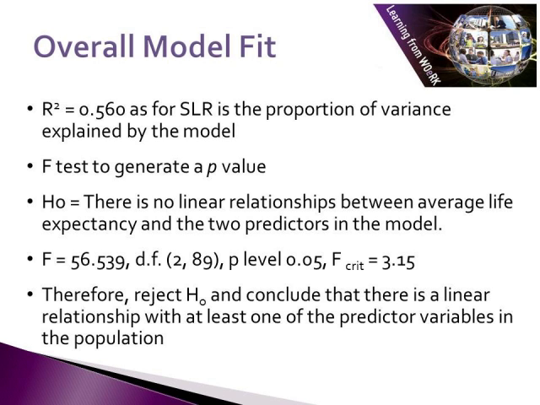Now the overall fit of that model, once we've done those various calculations, let's examine what the output from the regression analysis is going to be. From that example, we get an R-squared value of 0.560. As with simple linear regression, this is the proportion of variance that is explained by the model. So this means that the variables in our model, literacy rates and GDP, explain 56% of the variation in life expectancy in this model. Conversely, it also says that 44% of the variation in life expectancy is not explained by the variables in our model.